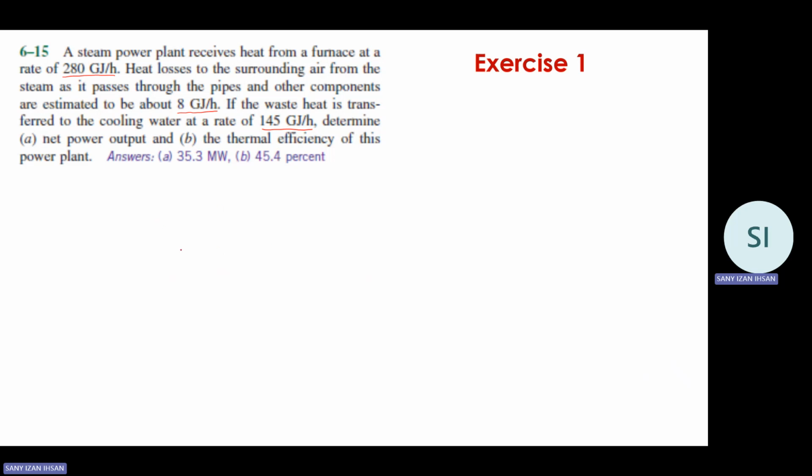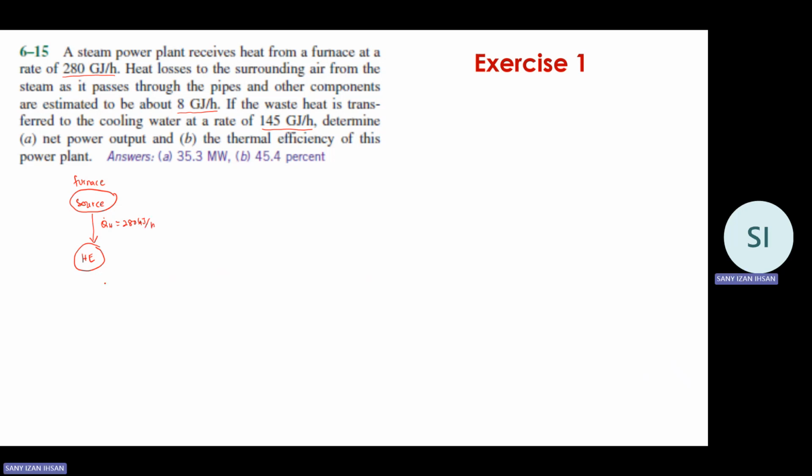So if we draw the diagram to describe this, you have a source, in the form of a furnace in the problem, and then the heat is being supplied to the heat engine. Let's say that we have the heat engine here, and the amount of heat supplied is given there, and this is QH dot, 280 gigajoule per hour.